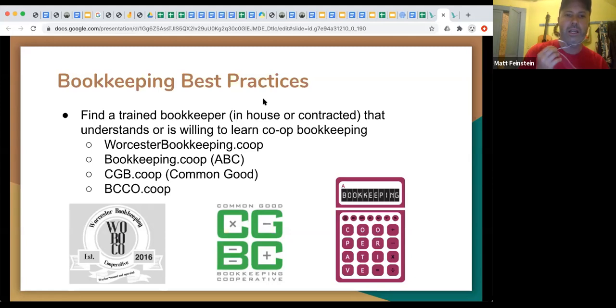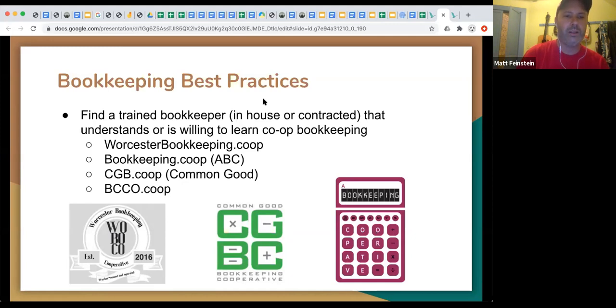WorcesterBookkeeping.coop is one in Worcester. That's women-owned and really gets cooperatives and is a worker co-op themselves. Bookkeeping.coop is the website of Bookkeeping Co-op, ABC, and they're really good. They have folks all over, I think definitely New York City. And then Common Good Bookkeeping is another one. I think they're based in Madison, Wisconsin, maybe, but these days you can share virtual files.